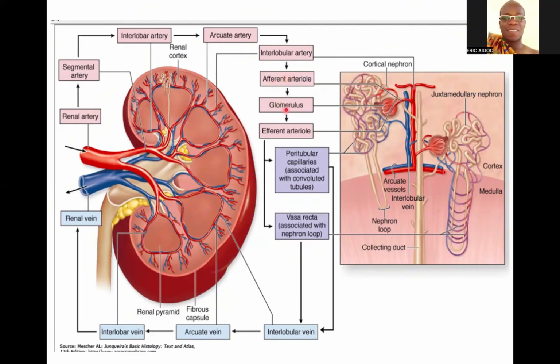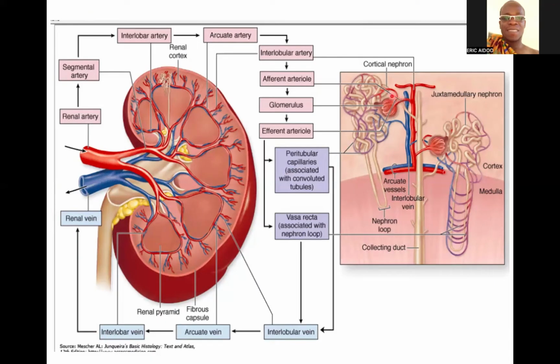Then you form the glomerulus and then the efferent arteriole. That will now join, and you form the peritubular capillaries associated with the convoluted tubules. And then you form the vasa recta, which is associated with the nephron. Vasa recta because they run straight. Then you have the interlobular vein, the arcuate vein, interlobar vein, and then you have the renal vein.